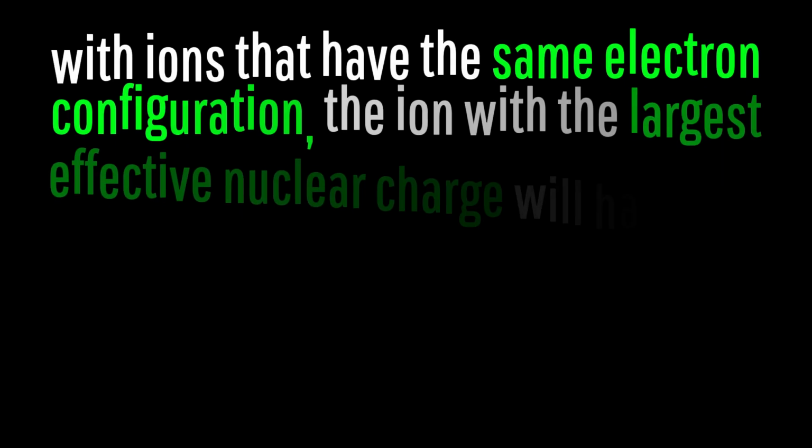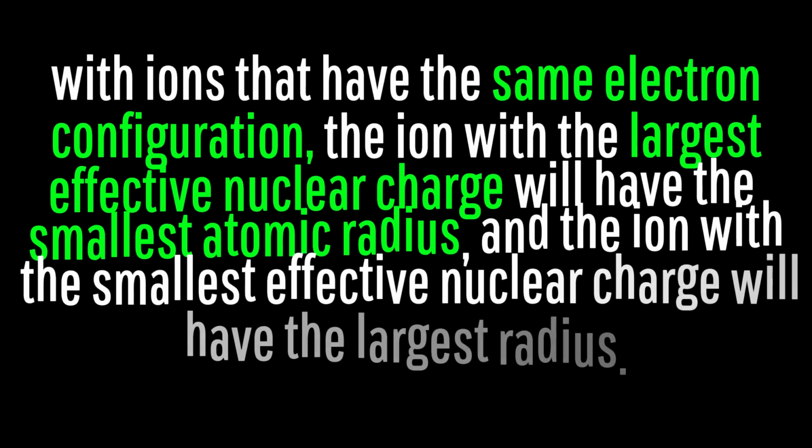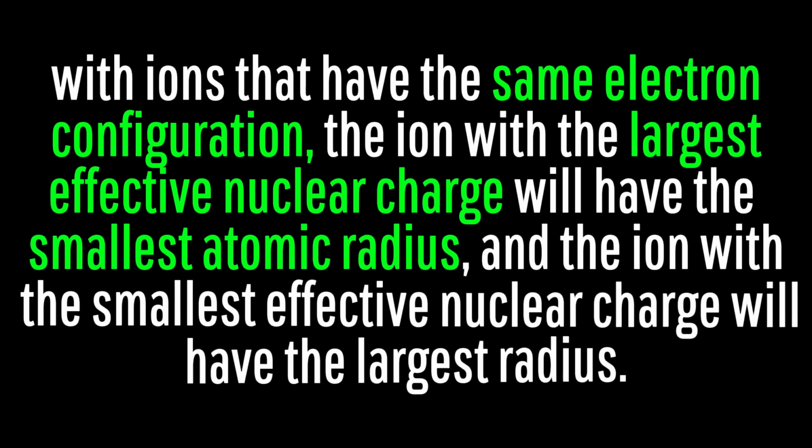So we've talked a little bit about the differences in atomic radius, but what about ionic radius? Well, with ions that have the same electron configuration, the ion with the largest effective nuclear charge is going to have the smallest atomic radius. Likewise, the ion with the smallest effective nuclear charge will have the largest radius. Okay, so right now you're probably confused, and this means it's time to look at an example.